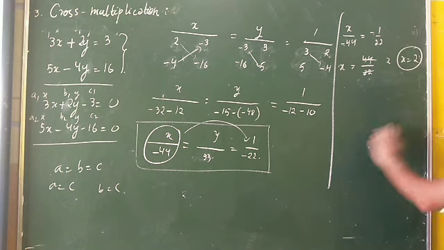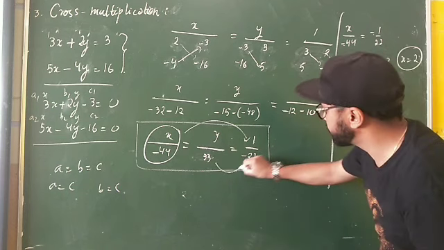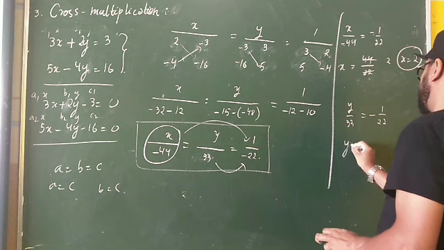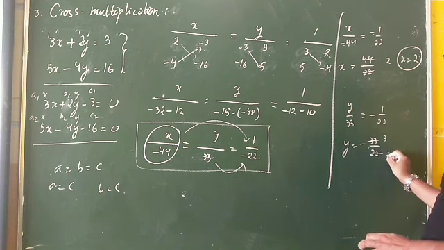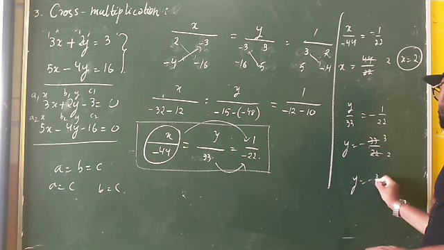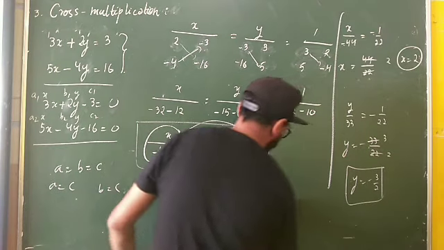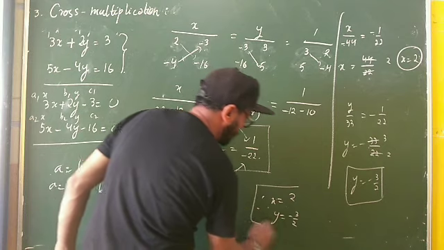Alright? Now we have to find y. So y is here, y by 33. Now again relate this with the constant, minus 1 by 22. Then cross multiply, minus 33 by 22. 11 3s are 33, 11 2s are 22. So y equals minus 3 by 2. So this is the answer. Therefore x equals 2 and y equals minus 3 by 2 is the answer.